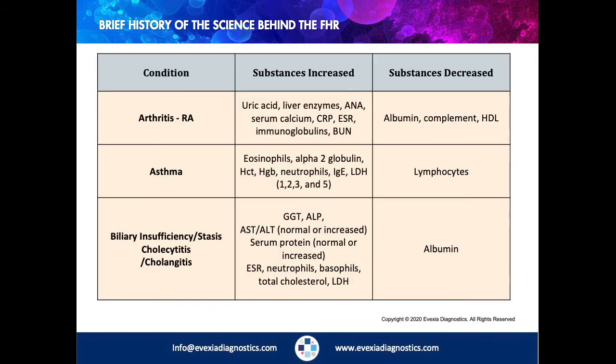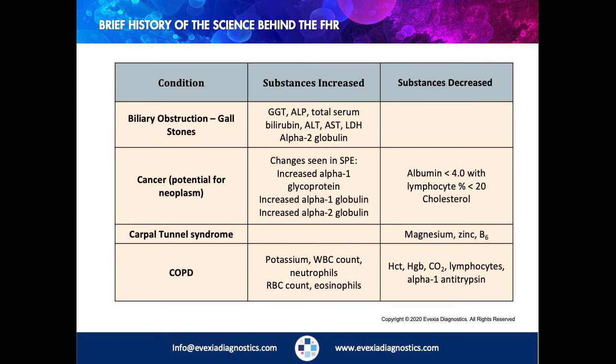On this slide, asthma. They noticed that eosinophils were going to be up. A substance called alpha-2 globulin is going to be up. The hematocrit, hemoglobin, neutrophils, immunoglobulin E, and lactate dehydrogenase are going to be increased. And they noticed that lymphocytes were decreased in asthmatic patients.